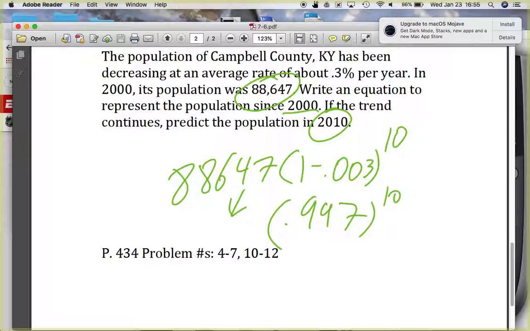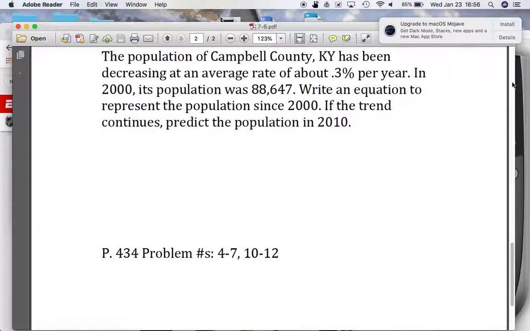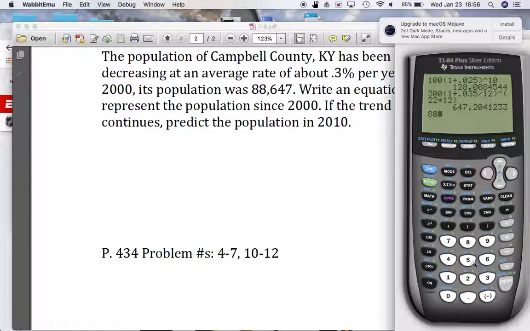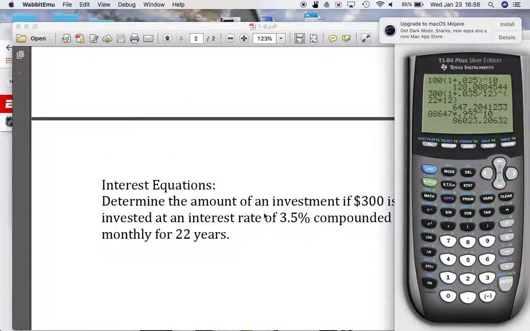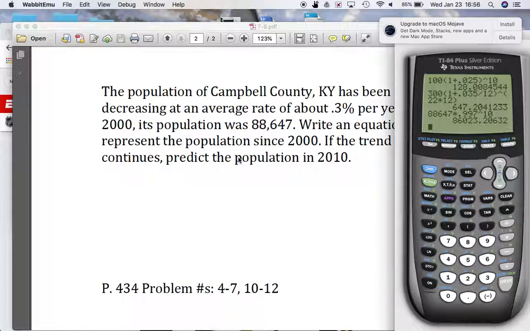Okay, once again, I'm going to wait a second for you to copy that down if you want to. Now I'm going to go to the calculator. 88,647 times, remember it's 0.997 to the 10-year power. That gives 86,023.